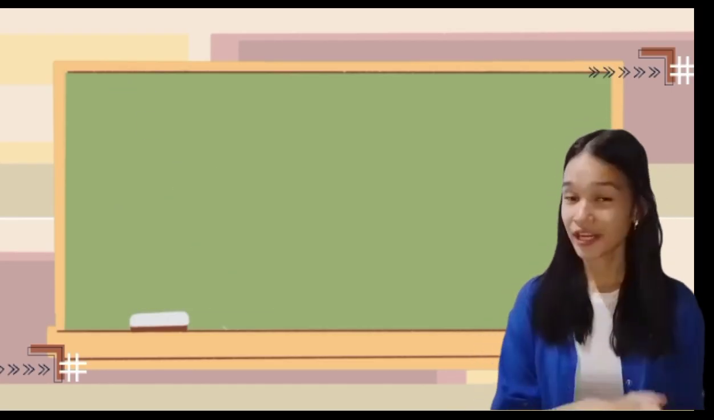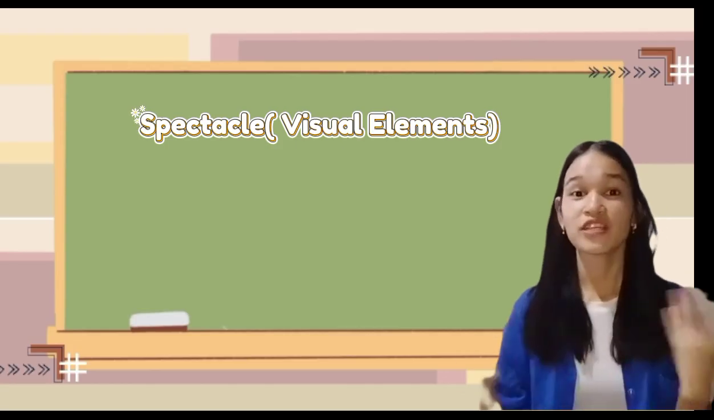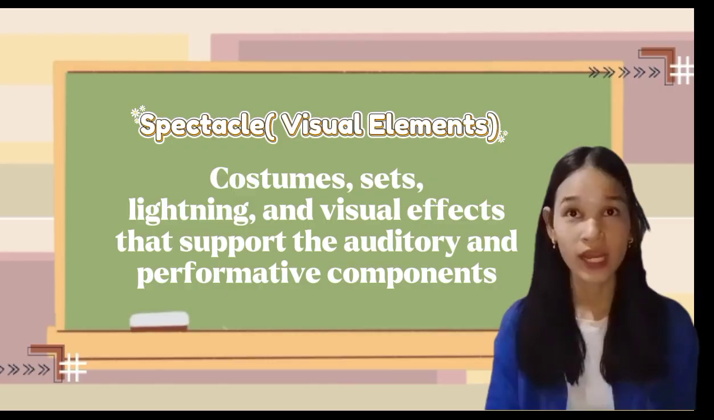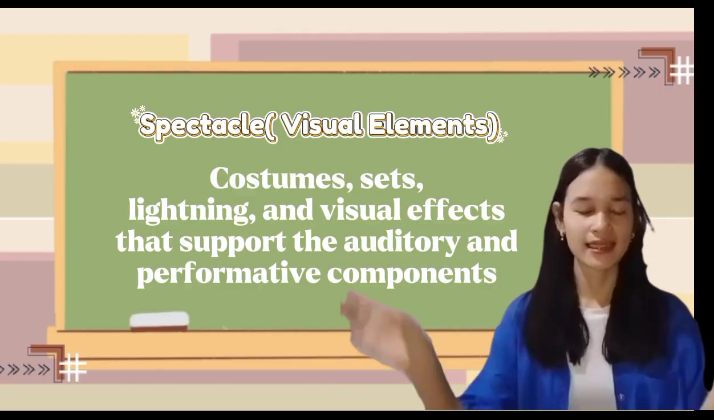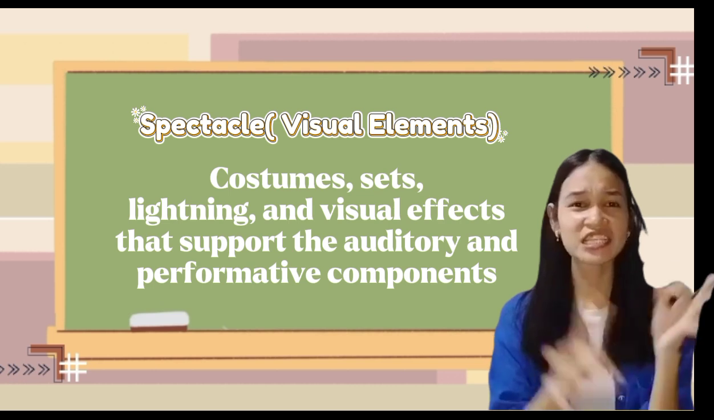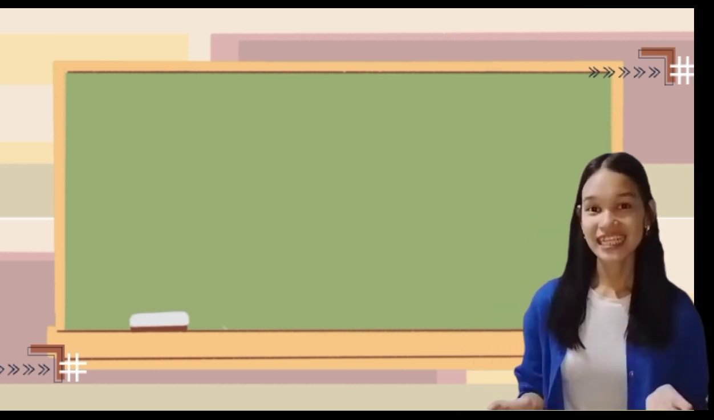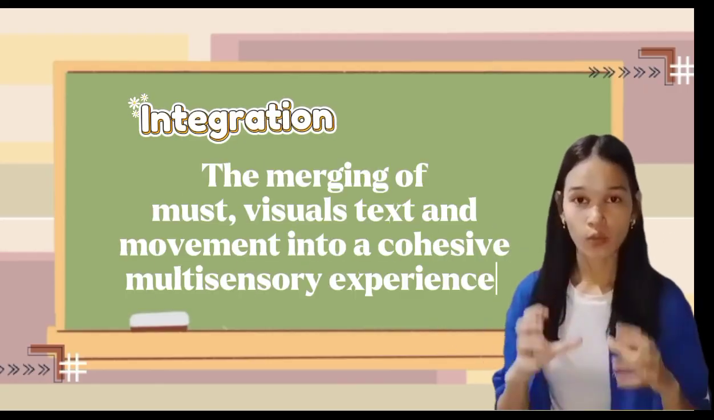Let's go to the third element, which is the spectacle, or we can say the visual elements. This is the part that we can see on screen or on the stage. We can see live, just like the sounds, lighting, stage, background, etc. Lastly, the interpretation. This is putting everything together in one performance.